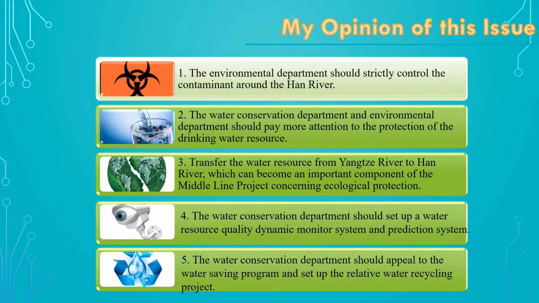On the fourth point, the Water Conservation Department should set up a water resource quality dynamic monitoring system and prediction system. The Han River is a sluggish stream, which is good for building the relevant water resource dynamic monitoring stations around the shore. The station can collect all the data about the Han River and trace the current dynamic situation of the Han River all day.